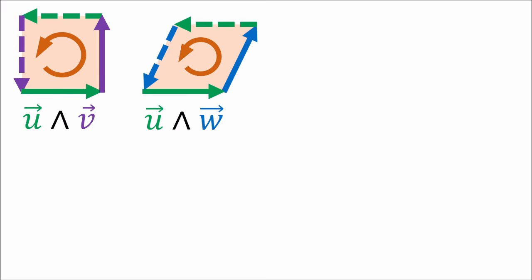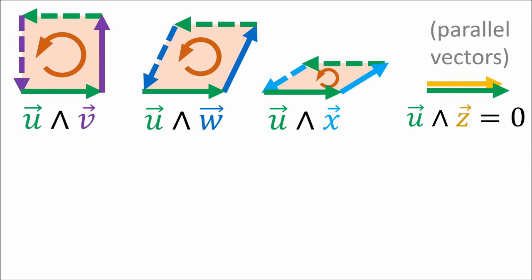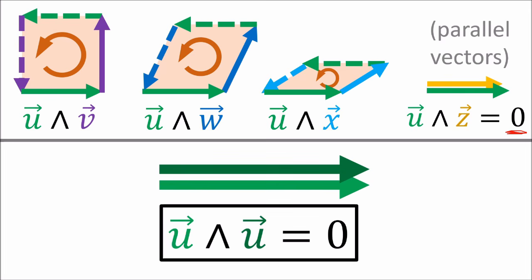Notice that if we take the wedge product of two vectors that are parallel, we end up with an area of 0, so we get the 0 bivector. In particular, the wedge product of a vector with itself always gives 0.